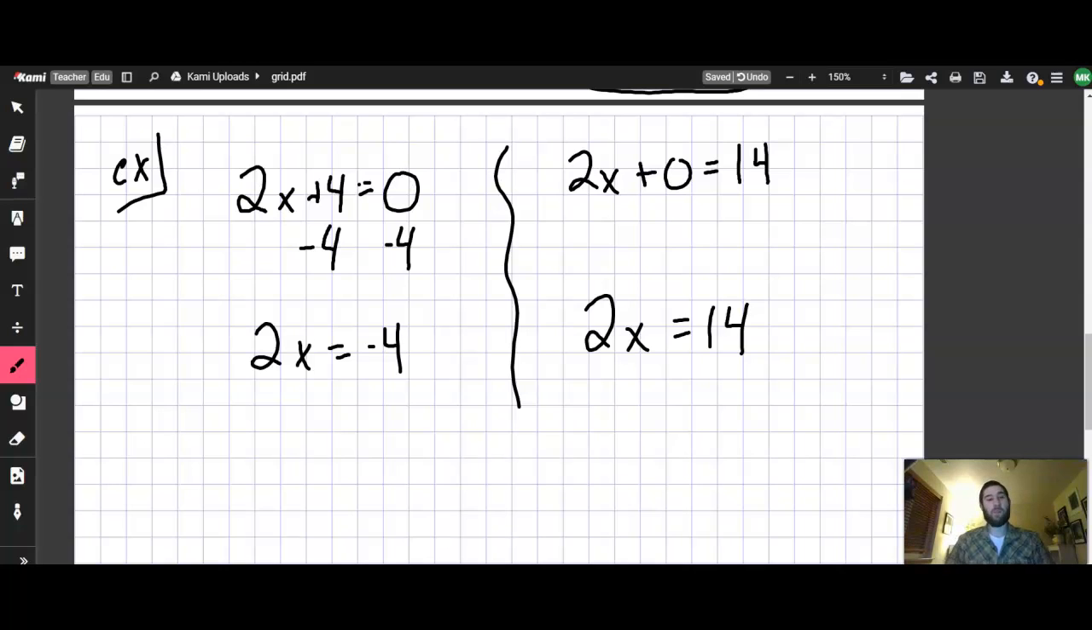In both of these examples, 2x equals negative 4 and 2x equals 14 are problems that we practiced and reviewed a couple weeks ago when we solved with multiplication.